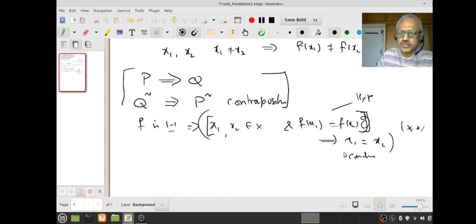Because if suppose x1 is not equal to x2, then since f is 1-1, I know f(x1) cannot be f(x2), but that's a contradiction to my hypothesis. Do you understand? Now the converse.